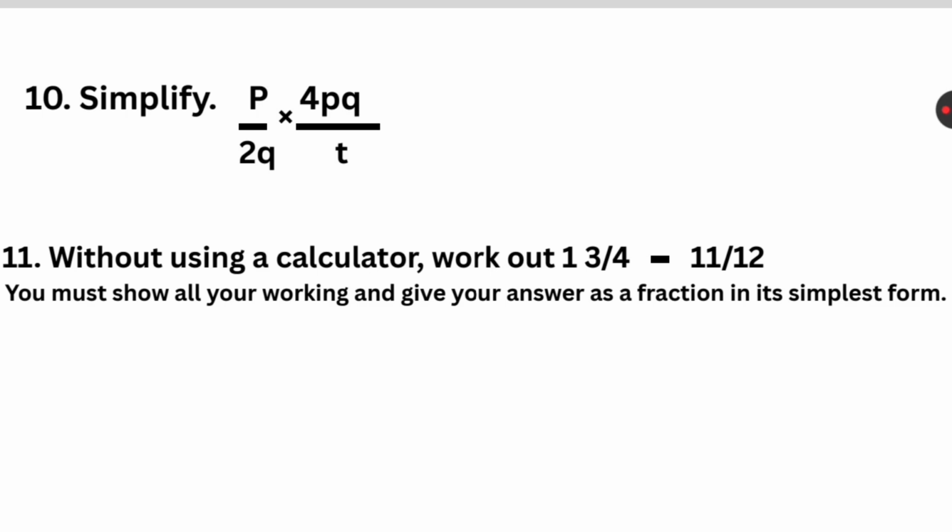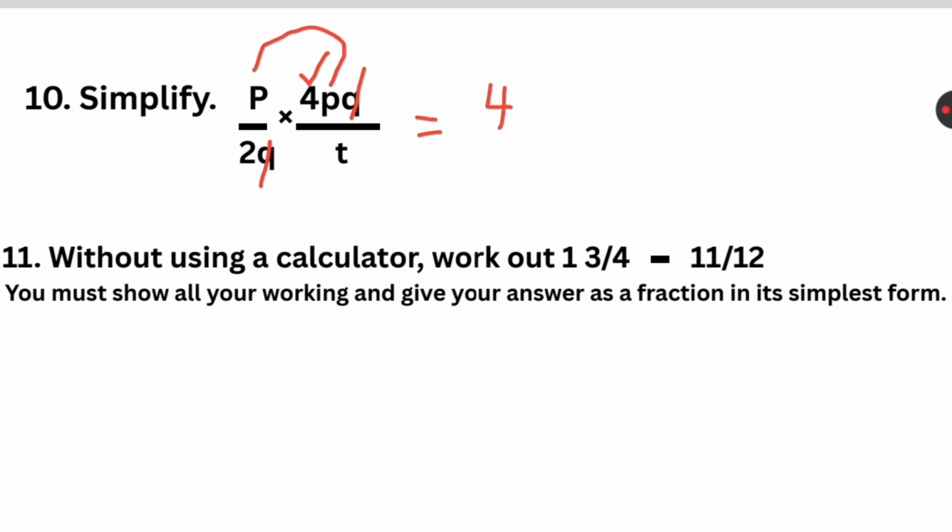Let's go to the 10th question. Simplify p by 2q times 4pq divided by 4. Now we have to simplify this. Now observe here, at the numerator we have a q and at the denominator also we have a q. So let's simply cancel those two. And what we are left with, first we have to write the number. That's why I am writing the 4. And then write the alphabets.